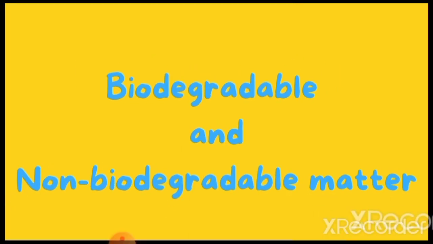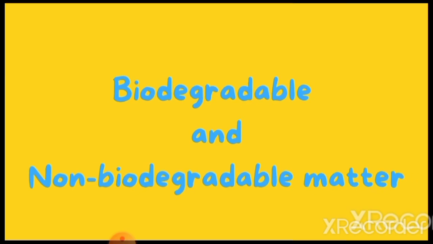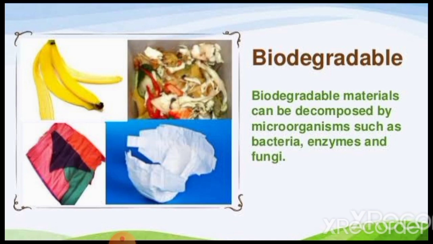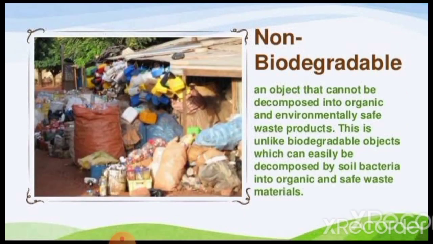So the next we shall look at is the biodegradable and non-biodegradable matter. What happens when matter is no longer useful? It then becomes waste. So these wastes are divided into biodegradable and non-biodegradable. They are biodegradable when they can be easily broken down by microorganisms such as bacteria, but they are non-biodegradable if they cannot be easily broken down by microorganisms like bacteria in the soil.